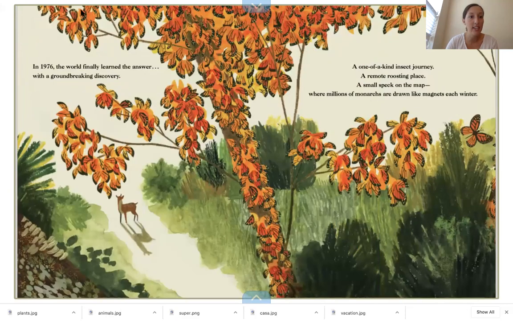In 1976, the world finally learned the answer with a groundbreaking discovery, a one-of-a-kind insect journey, a remote roosting place, a small speck on the map where millions of monarchs are drawn like magnets each winter. So we already see the monarchs in the illustration or in the picture, how they all come together just like magnets.